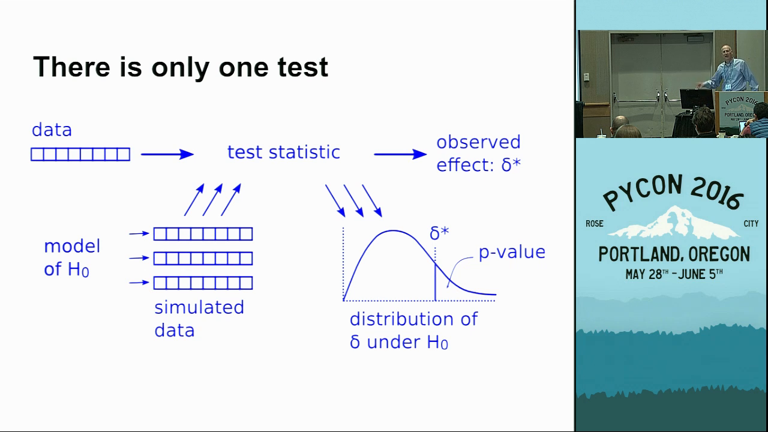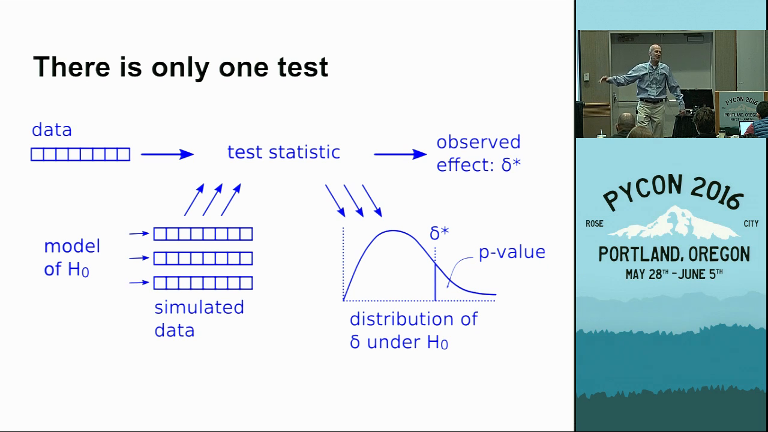All right. If you understand this diagram, you understand hypothesis testing. This is really all there is to it. One of the reasons that I call this "there is only one test" is that this framework is all hypothesis testing. People will talk about z-tests and f-tests and Student's t and all that. Those are all analytic shortcuts for going directly from the model of the null hypothesis to the distribution of delta.